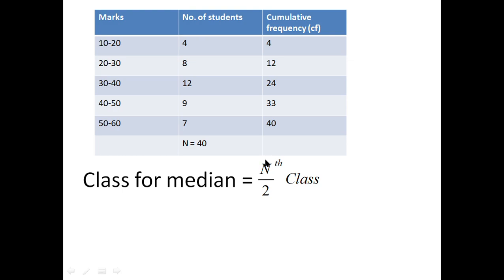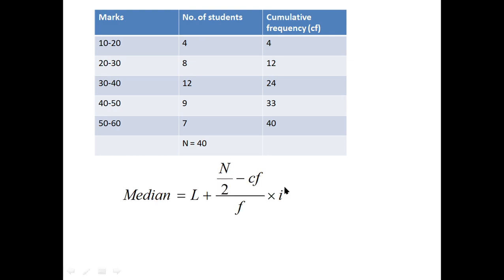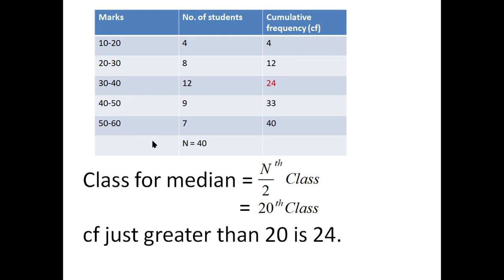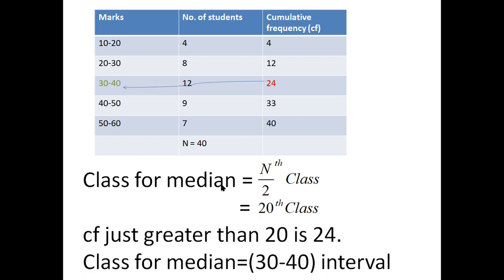So n by 2 th class, let's calculate the value. Here n is 40, 40 by 2 is 20, so the 20th class it became. And the process is the same. We have to check the CF just greater than 20. So CF just greater than 20 is 24, and its corresponding class is 30 to 40. So I've stated here: CF just greater than 20 is 24, and its related class is the 30 to 40 interval.